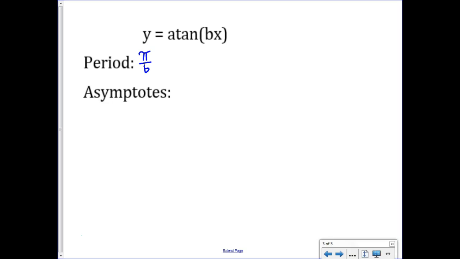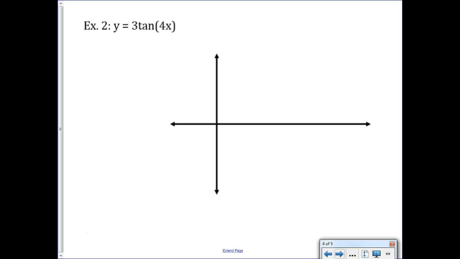Asymptotes are going to be odd multiples of pi over 2 times the absolute value of b. And so we'll look at what that means when we get to graphing one of these. So odd multiples of pi over 2 times the absolute value of b.